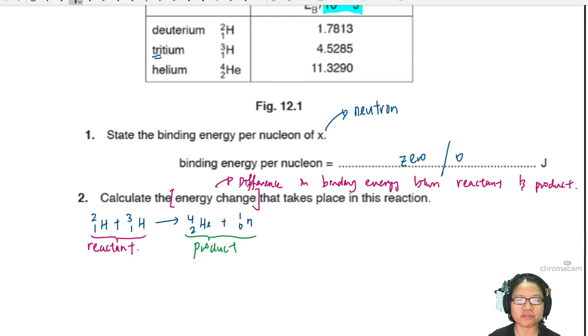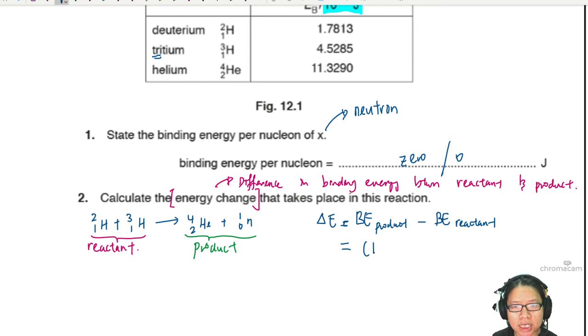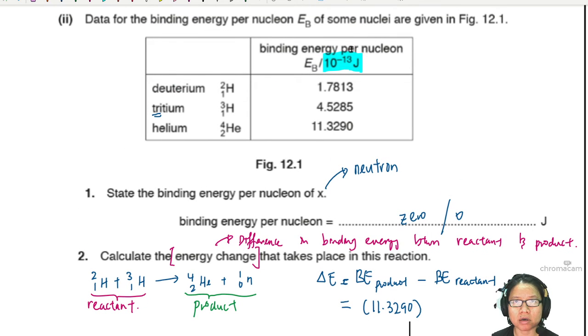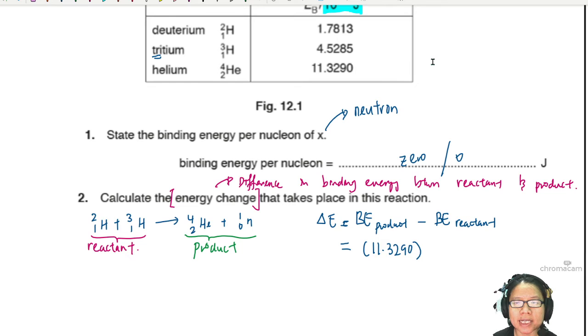Okay, so I want to find the difference in binding energy. Just gonna write down delta E. Okay, so I will use the energy of the product minus the energy of the reactant. Okay, I will write it very explicitly for you this time. Energy of your product is only helium, binding energy. So binding energy of your product is only helium. I will take 11.3290, but this is binding energy per nucleon. So helium has 4 nucleons times 4.